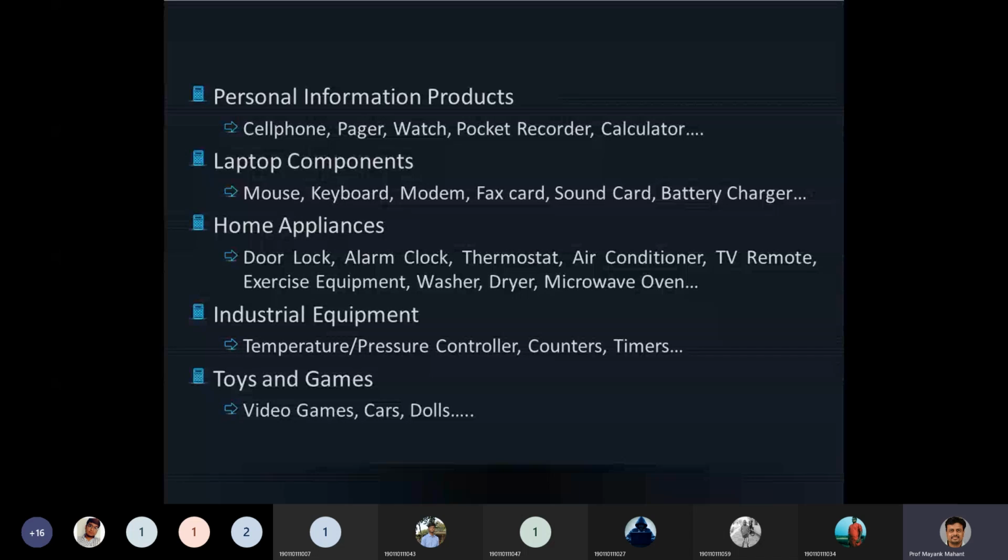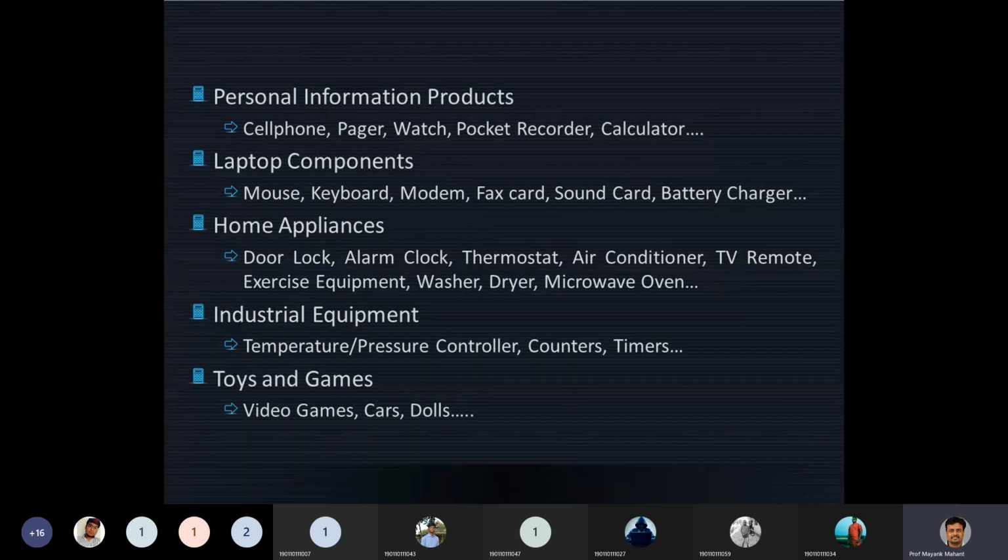For personal information products such as cell phone, pager, watch, pocket recorder, calculator, all these gadgets have a microcontroller within them. If we talk about laptop components such as mouse, keypad, modem, fax card, sound card, battery charger, again there is a microcontroller in them.